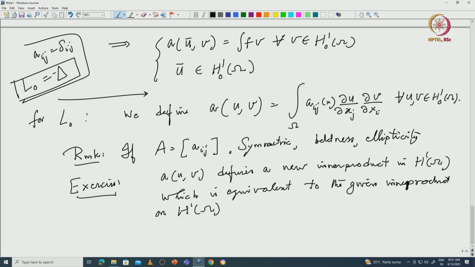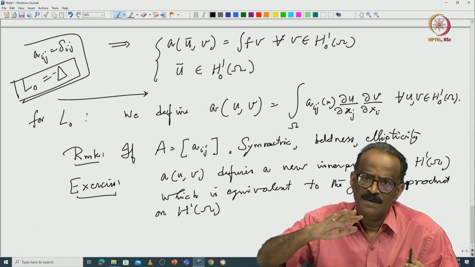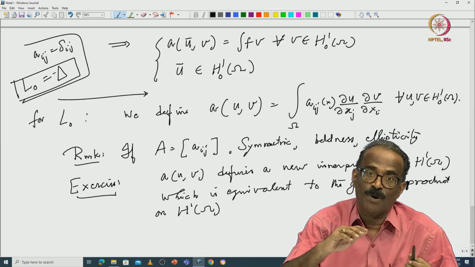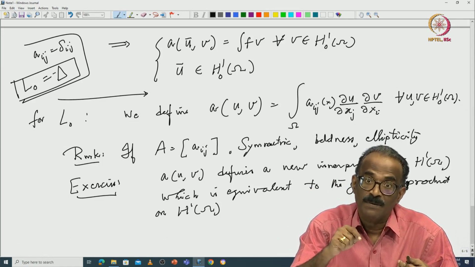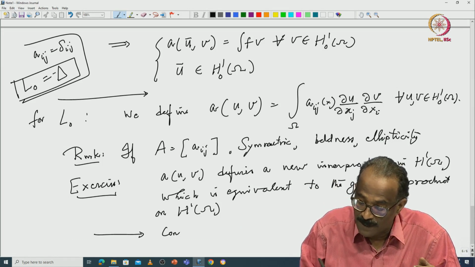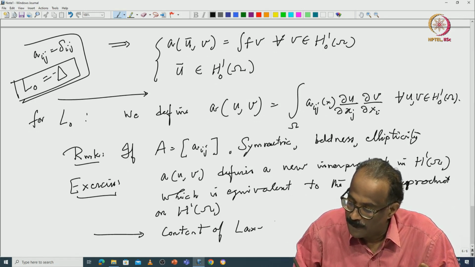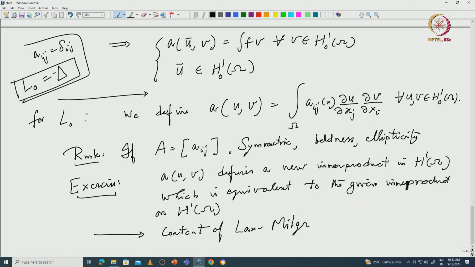So, basically what you are trying to prove is, you are going to again apply your Riesz representation theorem with respect to the new inner product A(u,v). That is what you are doing, and that is essentially the content of the Lax-Milgram lemma, which we will be doing.